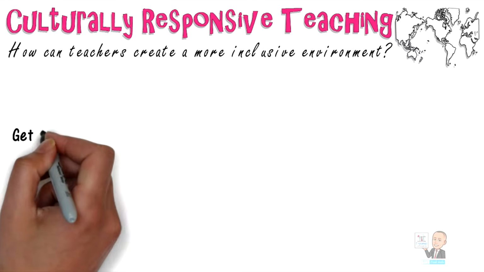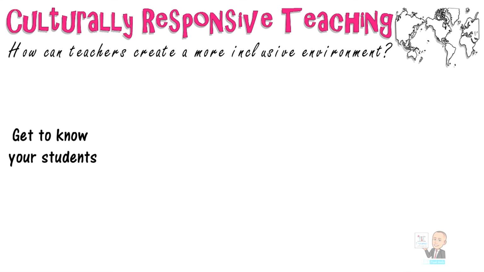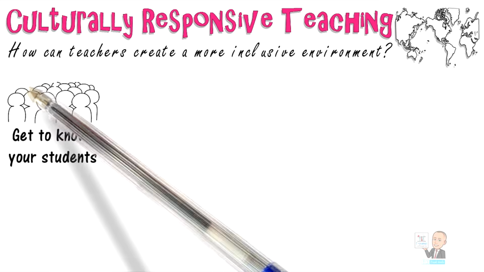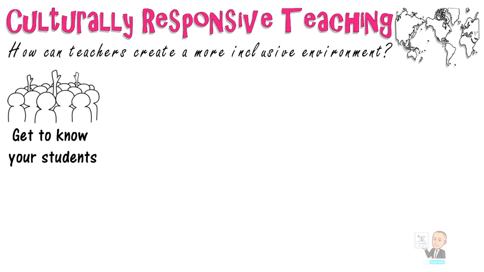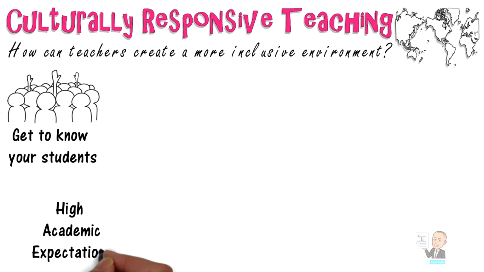First off, teachers should get to know their students. This means knowing more about them than their academic strengths and weaknesses, but getting to know them on a personal level. Next, have high academic expectations for all students.